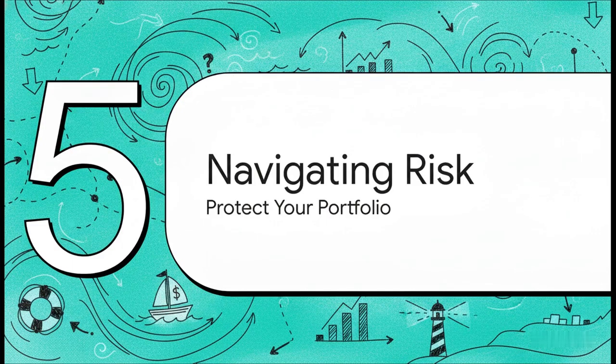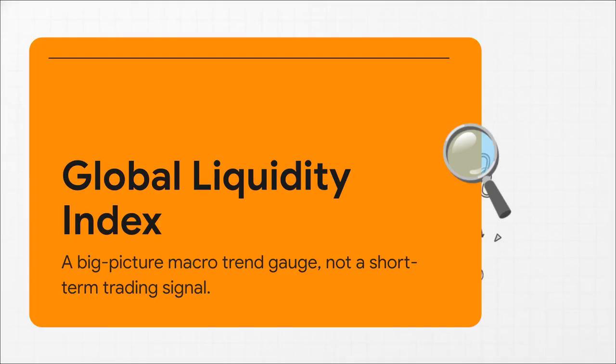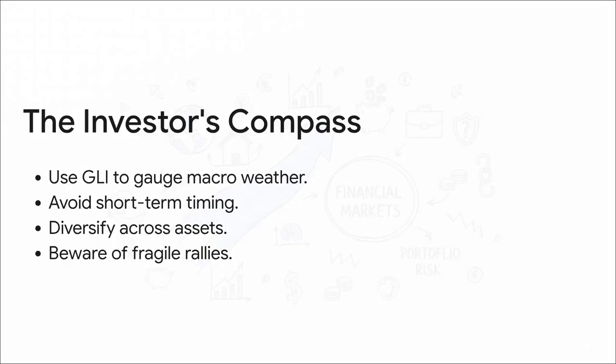Which brings us to Section 5, Navigating Your Portfolio Risk. As a beginner retail investor, how do you actually survive these sudden undertows? First off, you've got to reframe how you look at the data. The Global Liquidity Index, treat it purely as a macro weather gauge. It tells you the long-term climate. Are we in a bull market summer or a bear market winter? Please do not try to use it as a crystal ball for day trading. It won't tell you what the market is going to do tomorrow, but it will absolutely show you the direction of the underlying current.